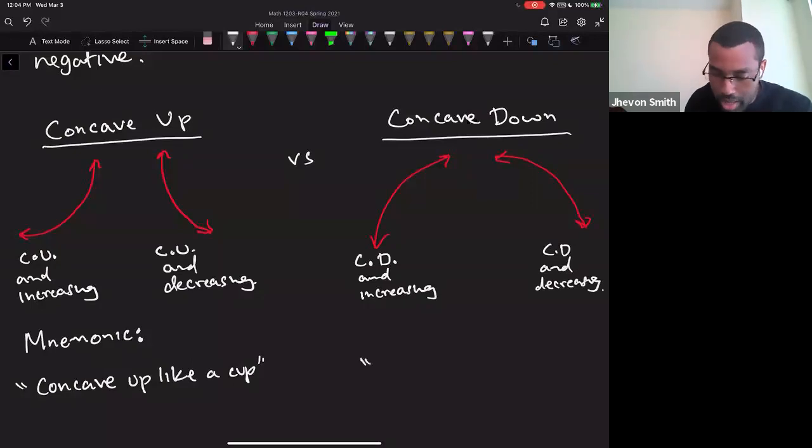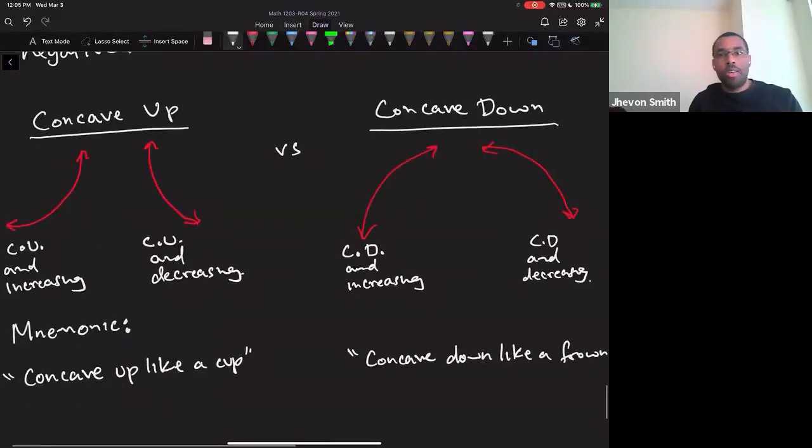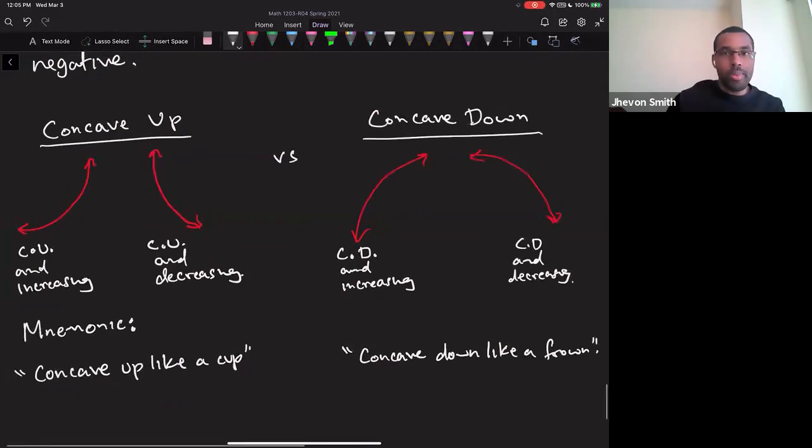This also has a mnemonic. Concave down like a frown. Right? So you're down, you're feeling negative, second derivative is negative, you frown, upside down smiley face. That's what concave down means, right? So you're either shaped up like a cup or down like a frown, right? And you can identify these by the second derivative.